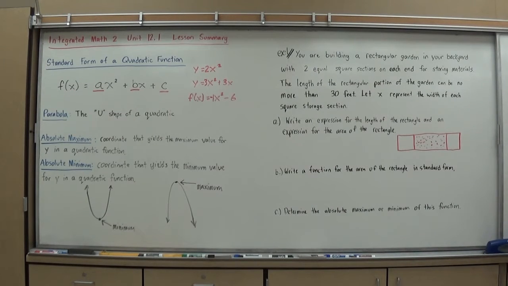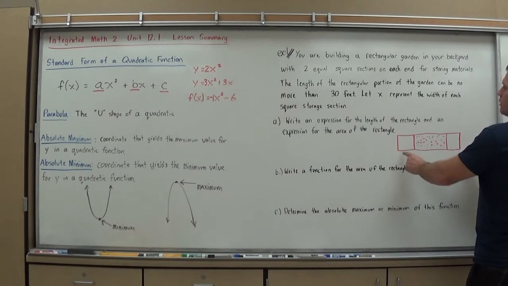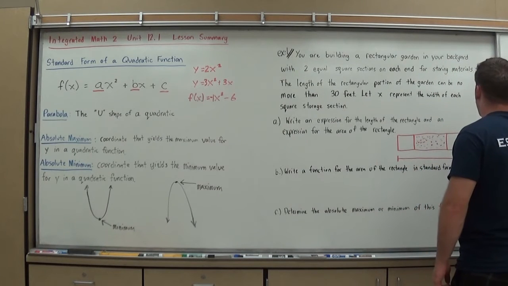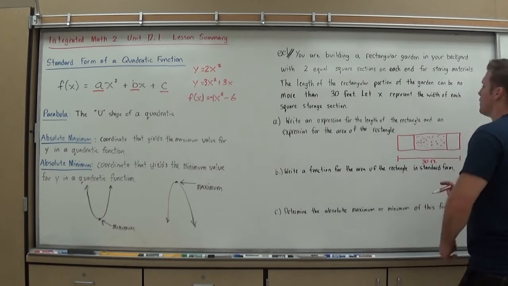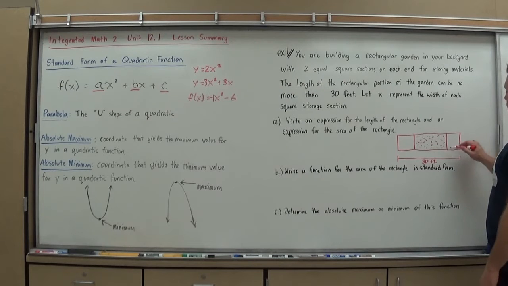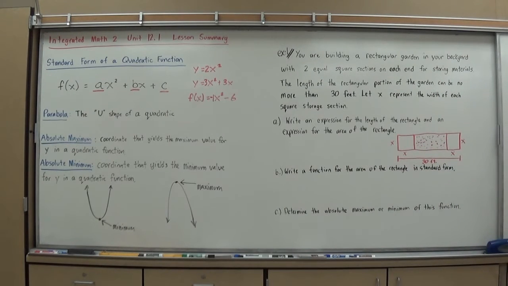Okay, it says the length of the rectangular portion of the garden can be no more than 30 feet. So this entire thing here has to be 30 feet. And it says let X represent the width of each square storage section. So squares we know are equilateral. They have all sides equal. So if the sides of the square have to be X, then I know that these sides here are my variable X.